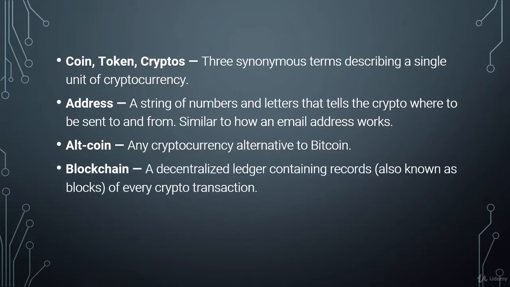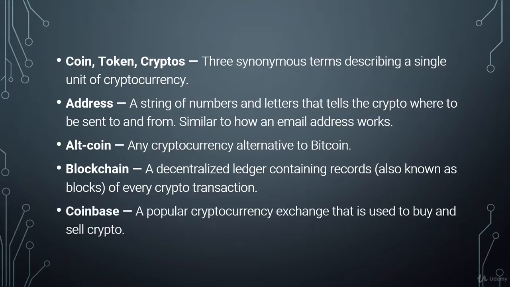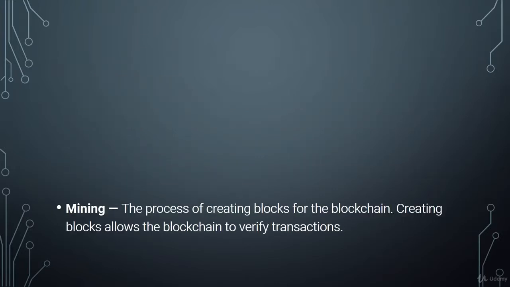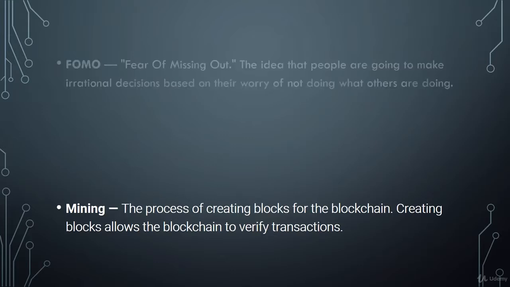Blockchain. A blockchain is a decentralized ledger containing records, which are also known as blocks, of every crypto transaction. Coinbase. Coinbase is a popular cryptocurrency exchange that's used to buy and sell crypto. Mining. Now, mining is the process of creating blocks for the blockchain. Creating blocks is what allows the blockchain to verify the different transactions. Of course, we have a whole module on mining in this course.